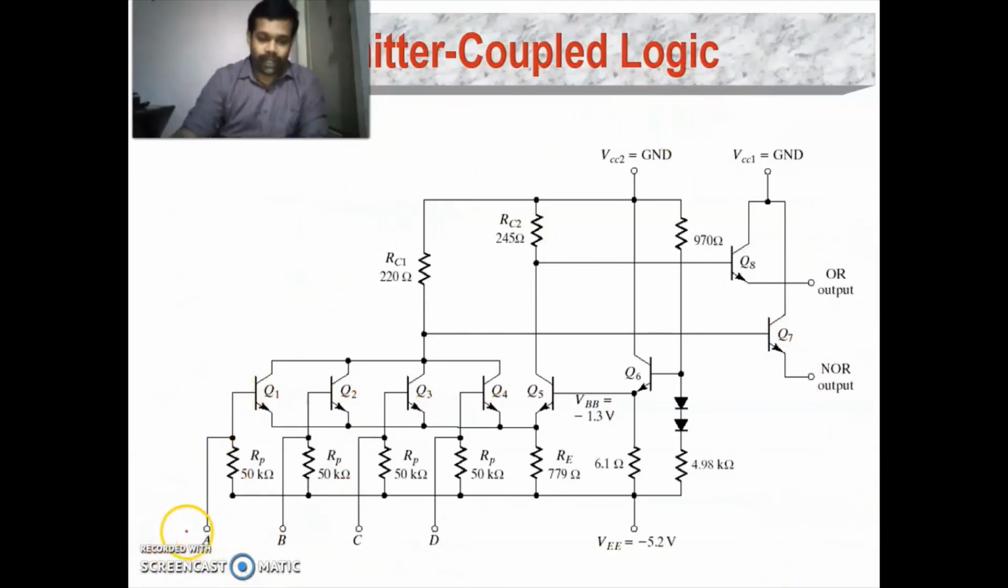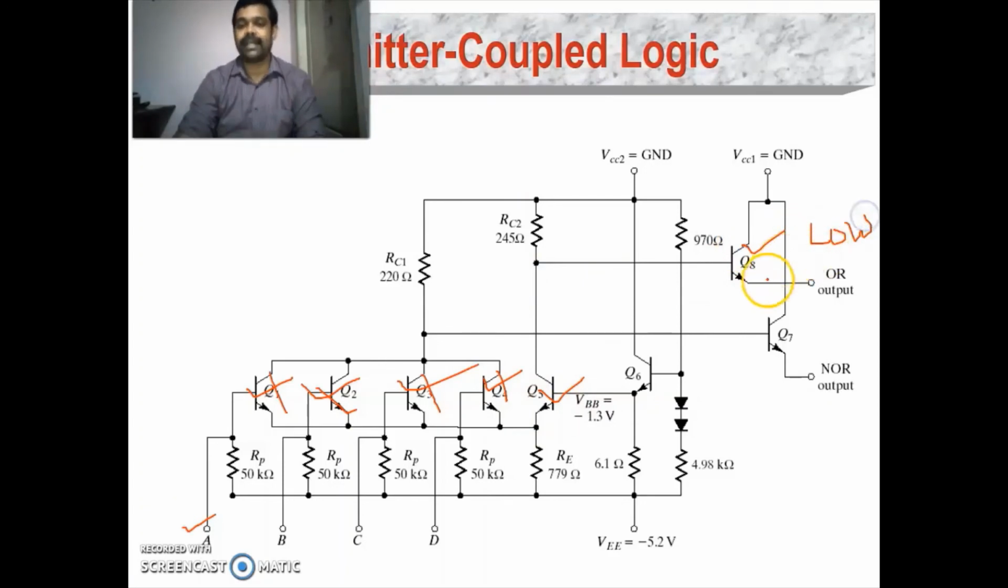When you are giving low input, the transistors Q1, Q2, Q3 and Q4 will not conduct. These four transistors will not conduct and Q5 will conduct. So since Q5 is conducting, Q8 will conduct and the output is low. If a particular transistor is conducting, then the output is low. Now, since the transistor Q3 is not conducting, this Q7 will not conduct. So here we are getting a high output.